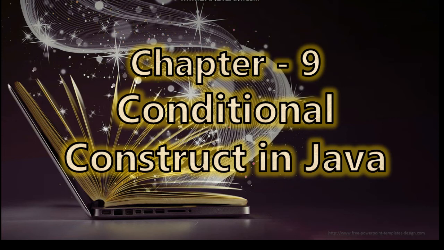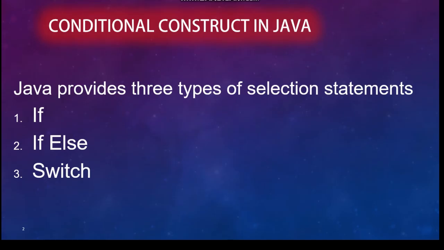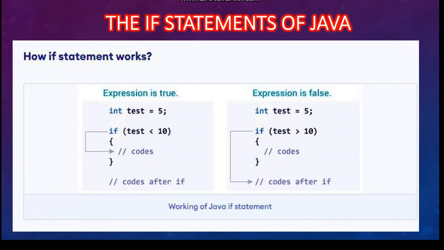Today we are going to discuss chapter 9, that is conditional construct in Java. So first we'll discuss conditional construct in Java. Java provides three types of selection statement: if, else and switch. So let us discuss each one in detail. The first one is the if statement.